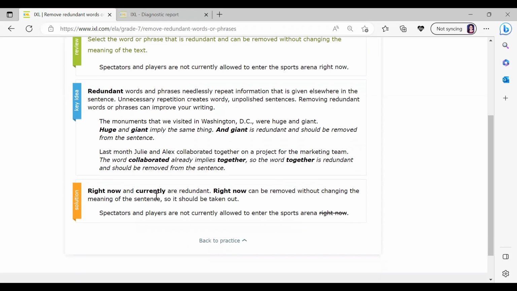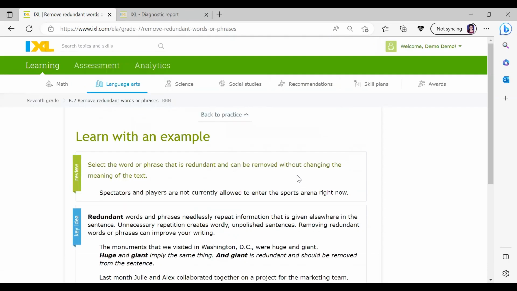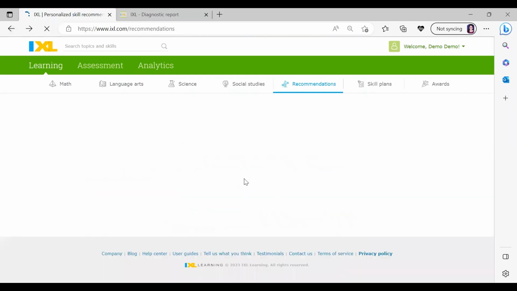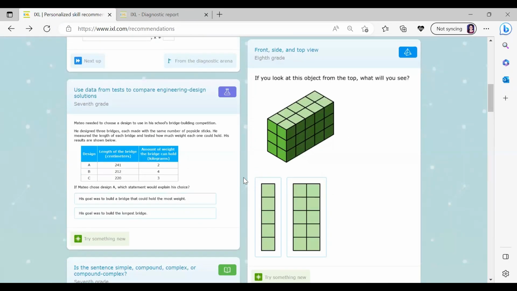Right now and currently are redundant. Right now can be removed without changing the meaning of the sentence. So it should be taken out. Spectators and players are not currently allowed to enter the sports arena. This one, they didn't give us a video lesson, but for the math they did. Let me see whether that's the only case.